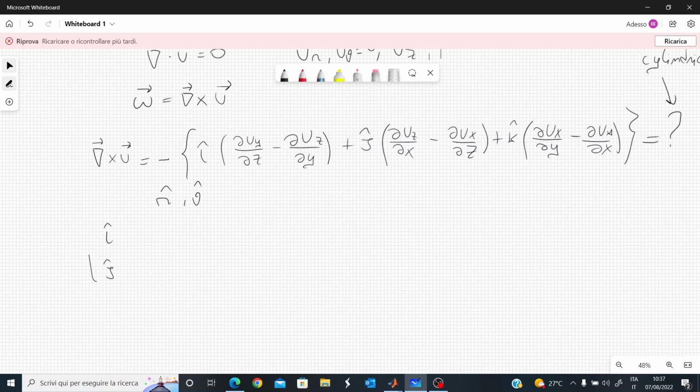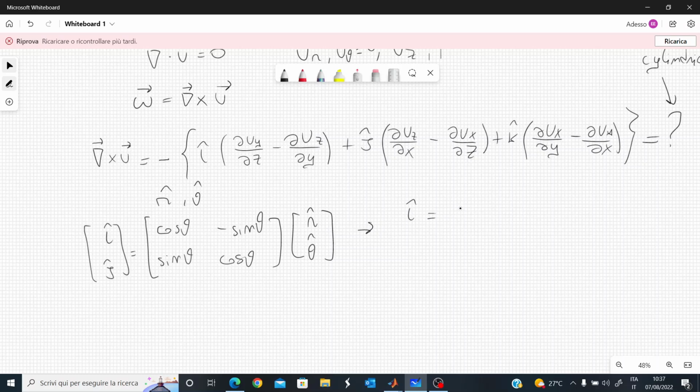The (i, j) vector is equal to the matrix cosine theta, minus sine theta, sine theta, cosine theta, and then here you have the unit vectors r, theta, like this. So you get that i is equal to cosine theta r minus sine theta theta, and then you have j equal to sine theta r plus cosine theta theta, right?